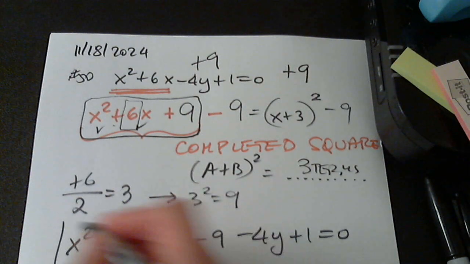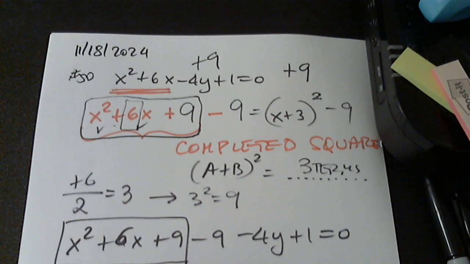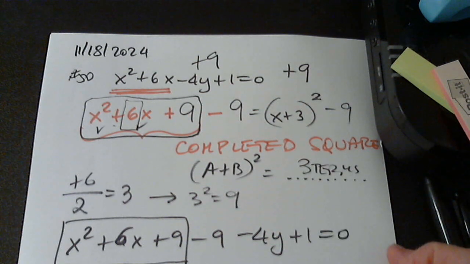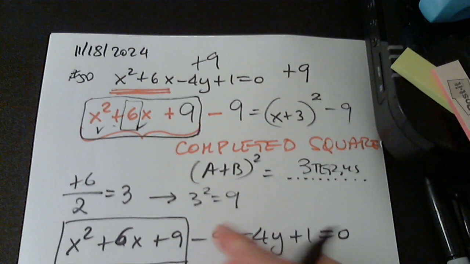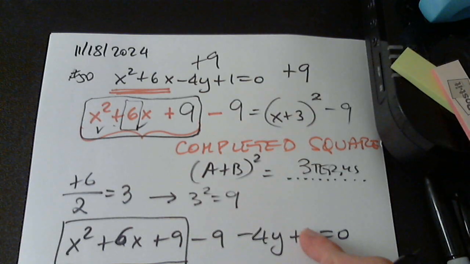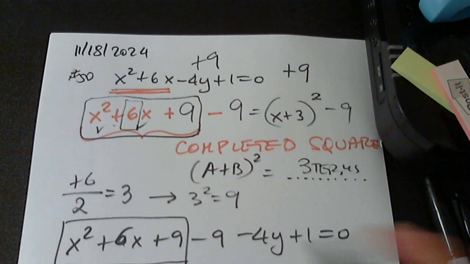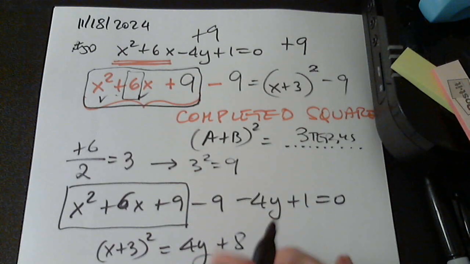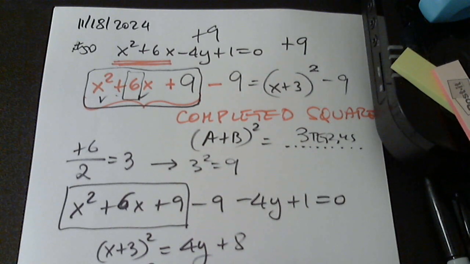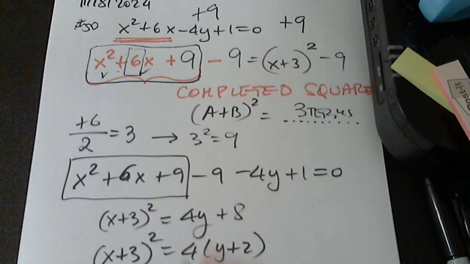Now you already told me that this gets condensed into x plus 3 everything squared. Then I will move all these 3 terms to the other side. The negative 4y changes into 4y. The negative 9 plus 1, which is negative 8, changes into positive 8. Yes, we have to factor out 4. And now we have the center of the parabola.